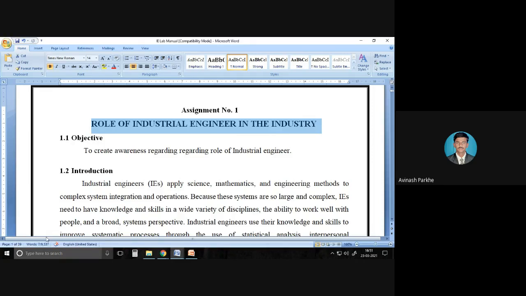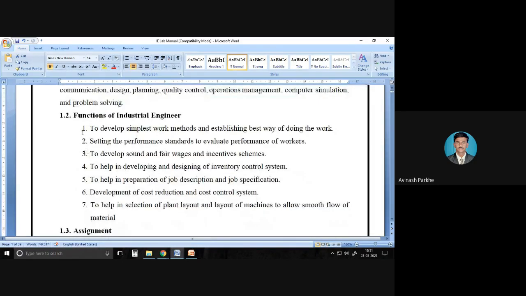In addition to that, here are some functions of the industrial engineer. The first function is to develop the simplest work method and establish the best way of doing the work. To develop the simplest work method means that one product can be manufactured using different types of methods, but out of that number of methods, we have to select the best and simplest method. Through that method, we can complete the job in less time and at less cost. At that time, the industrial engineer plays a very important role.